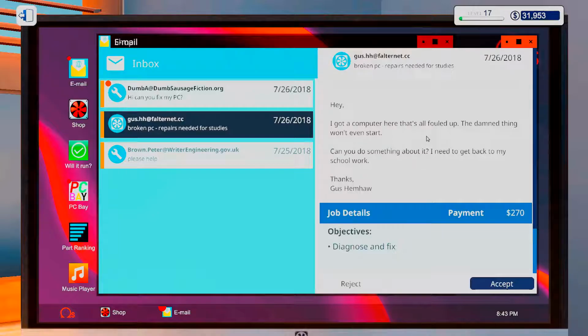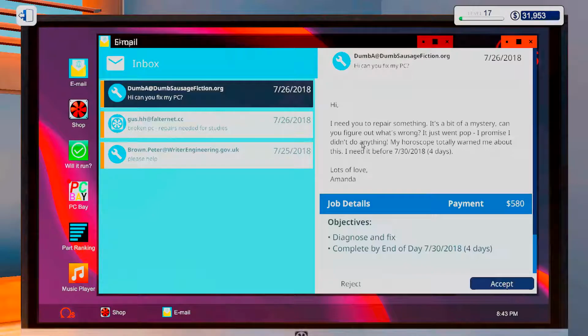I got a computer here that's all full up. The damn thing won't even start. Can you do something about it? I need to get back to my schoolwork. Sure. Just send it my way. Have a look. I need you to repair something. It's a bit of a mystery. Can you figure out what's wrong? It just went pop. I promise, I didn't do anything. My horoscope totally warned me about this. I need it before 7/30/2018, 4 days. We're way past that in real life. Lots of love, Amanda. Sure thing, Amanda, I can have a look at it. Just send it my way and I'll see what I can do.